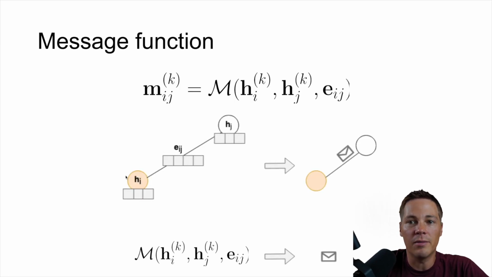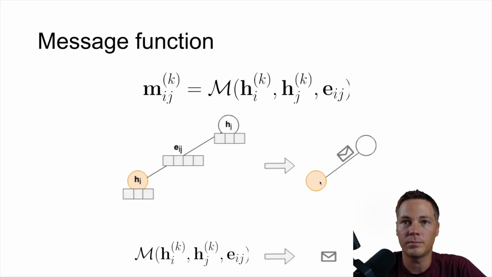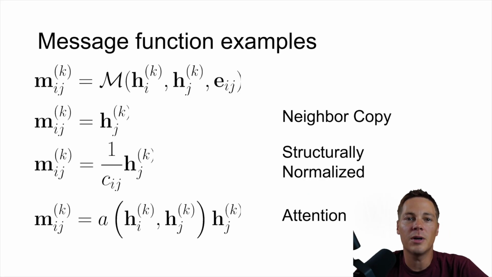So if we have just this pair of nodes, where hi is the one we are referencing right now, hj is one of its neighbors, and these vectors representing the various features of the edge and nodes, this message function is going to take all that information and compute some vector, which is the message, and that will be sent from J to I.